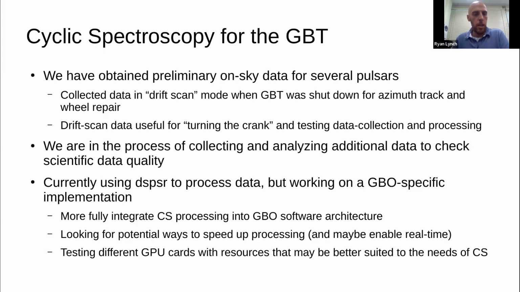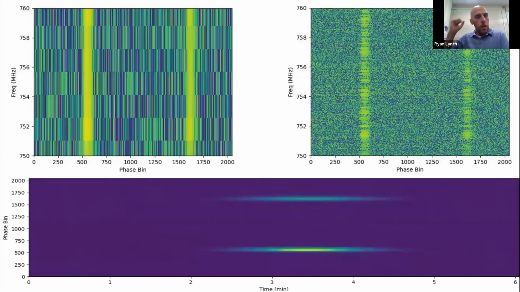So as I said, we haven't given up on the real-time processing yet, even though that's not the default that we're pursuing right now. So here's just some simple plots showing the B1937. This is the drift scan data. On the bottom is time running along the x-axis and pulse phase running along the y-axis, so things are kind of flipped. This is just from a few minutes, and you can see that we started a little bit early.